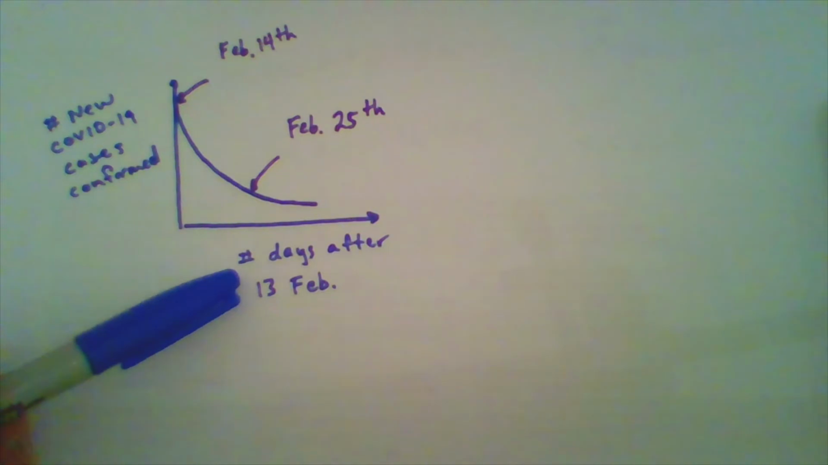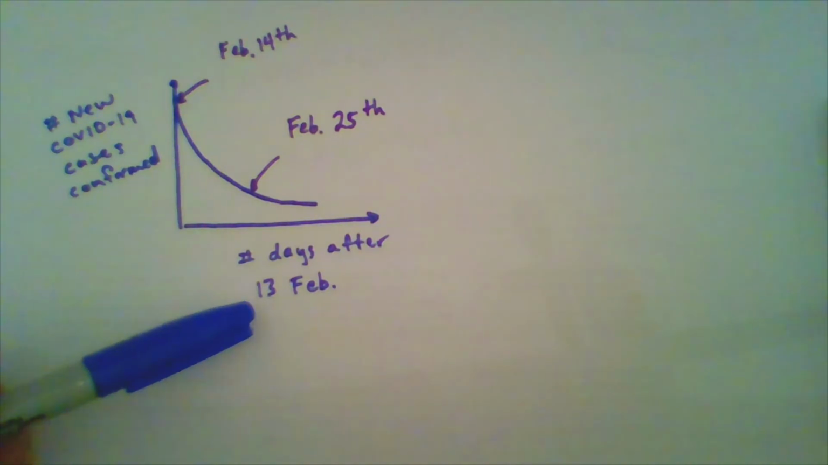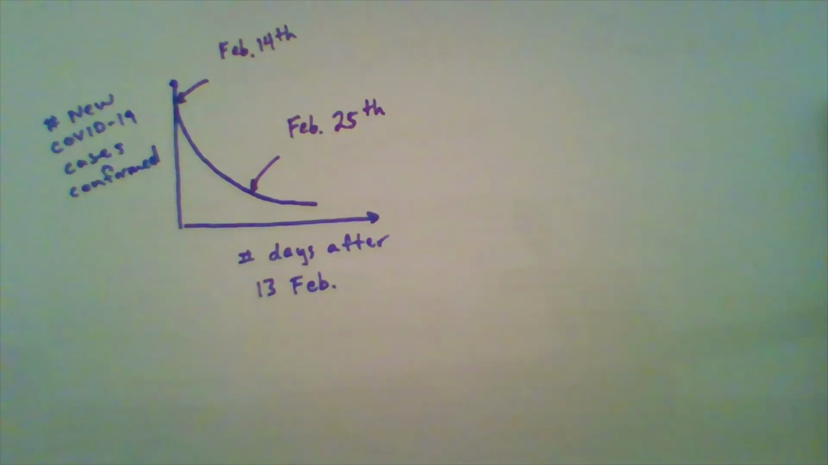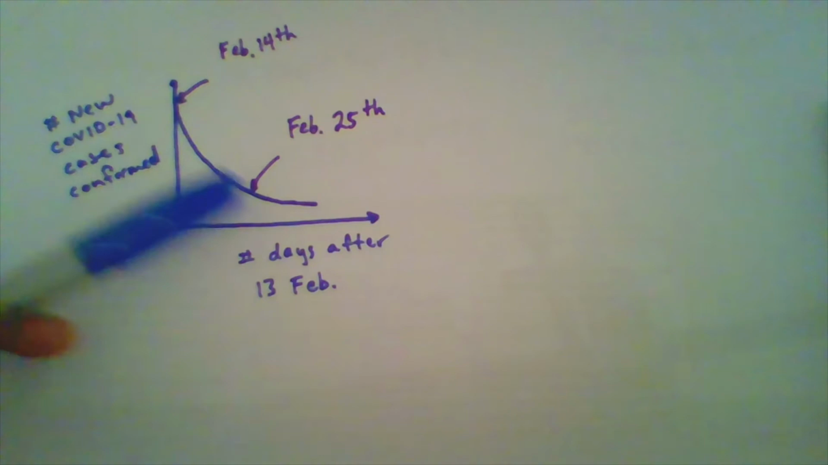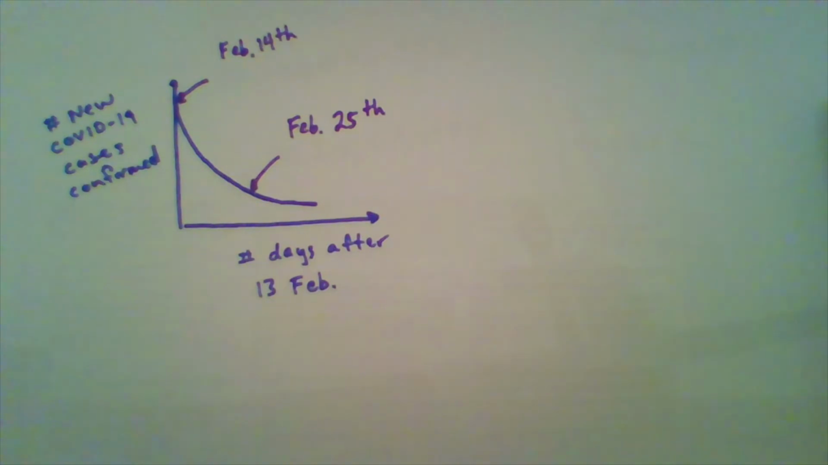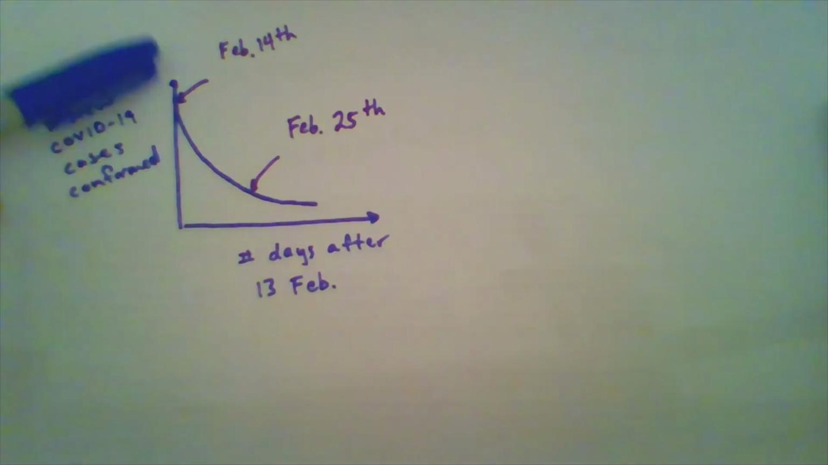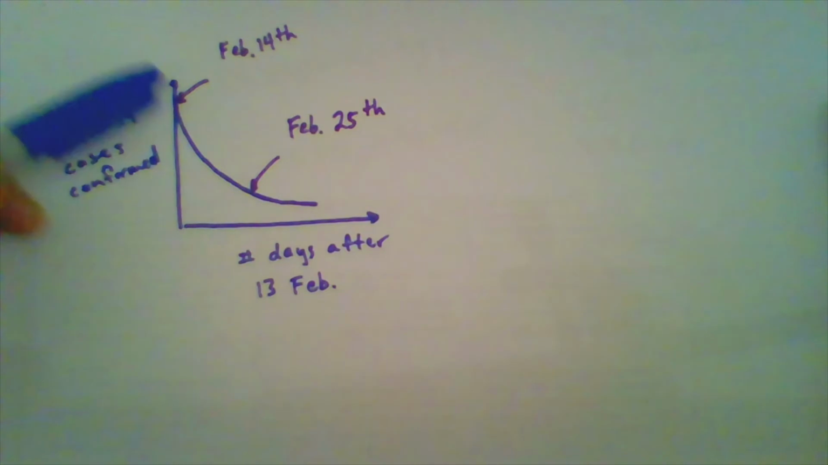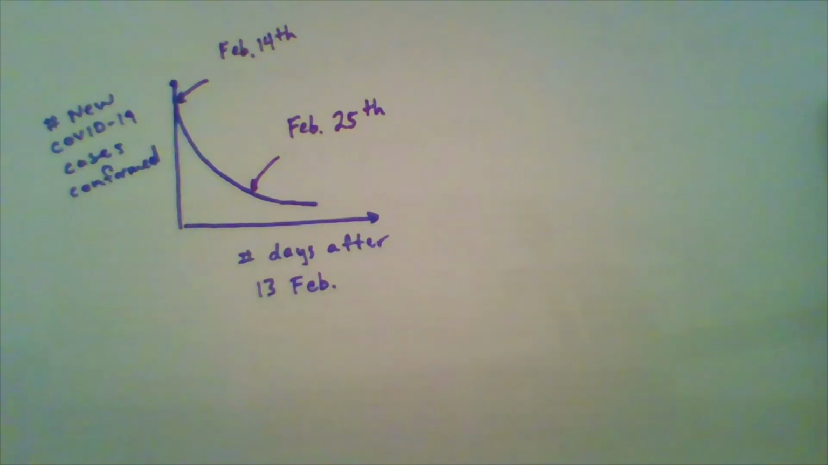Notice I've chosen the number of days after the 13th of February as my x-axis, and the reason for that is because this pattern of decrease only started from February 13th. So we don't want to include the days before that in our model because we're only looking at this sort of shape after February 13th. Before that, if we were to look back in time a little bit, the curve was sort of up here and would have been more of a hump shape. But we're only looking at this part here.